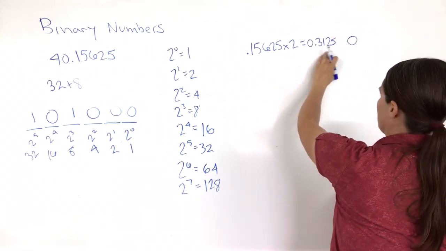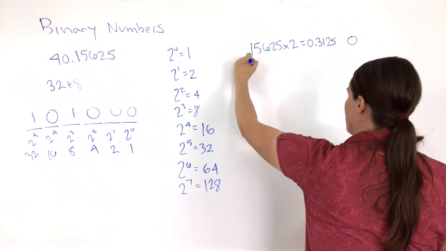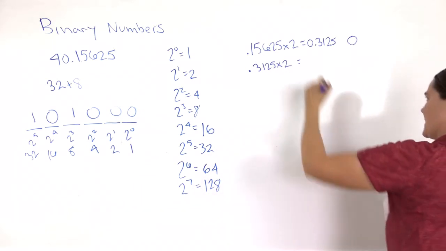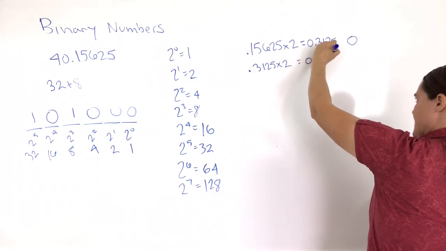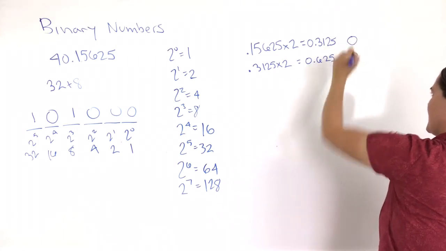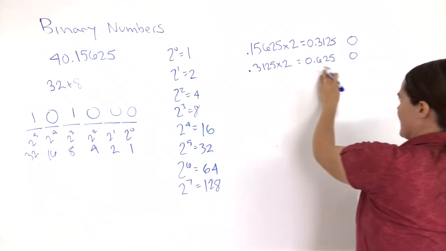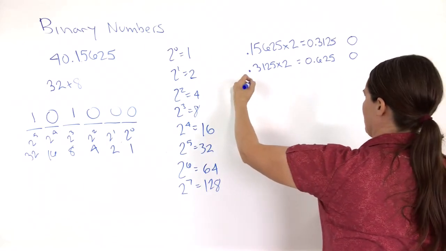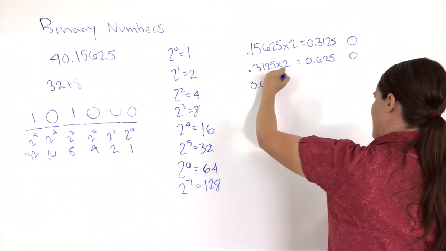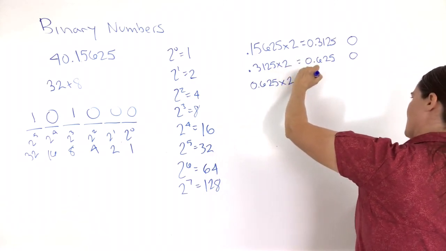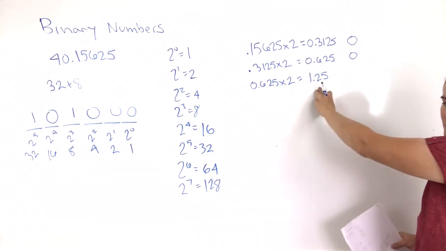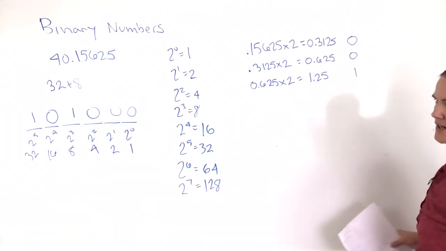And then I want to take this number, the 0.3125, and multiply that by 2 again. And this time I get 0.625. This number is less than 1, so I want to put a 0 here again. And then I want to take this 0.625 and multiply it by 2 again, so I have 0.625 times 2, and that's equal to 1.25. And this number is greater than 1, so this time I'm going to put a 1 right here.